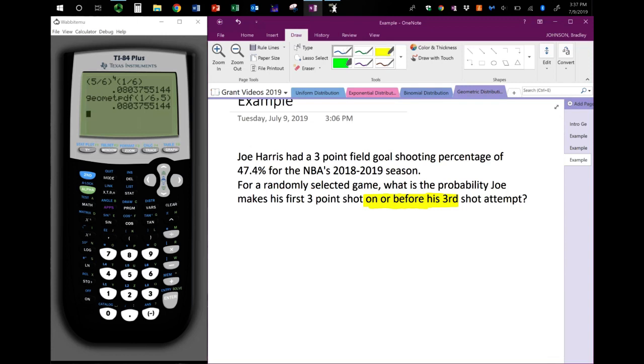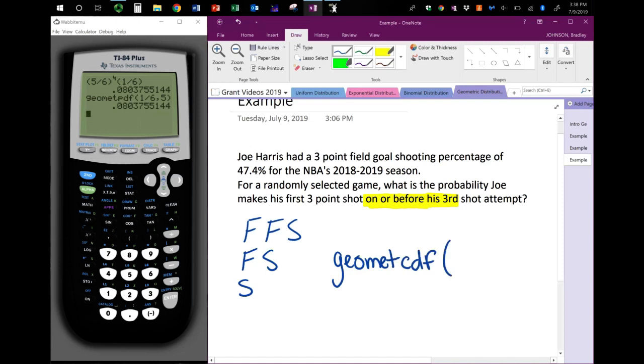Okay, so you could think of it as like you could fail, and then you could get a success, or you could fail, then fail, then get a success, or you could just get a success right away. We're thinking of all those possibilities. But in the calculator, we can use geometcdf, cumulative, because we're adding up different possible cases on or before the 3rd shot attempt. Okay, so we'd be happy if he made it on his 1st shot, or the 2nd shot, or the 3rd shot. So that's why we're using a CDF instead of the other example from before.